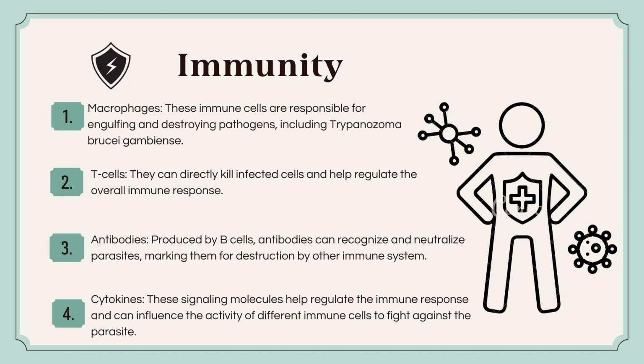There are 4 types of immunity in Trypanosoma brucei gambiense. The first one is macrophages. These immune cells are responsible for engulfing and destroying pathogens including Trypanosoma brucei gambiense. Second, T cells. They can directly kill infected cells and help regulate the overall immune response.